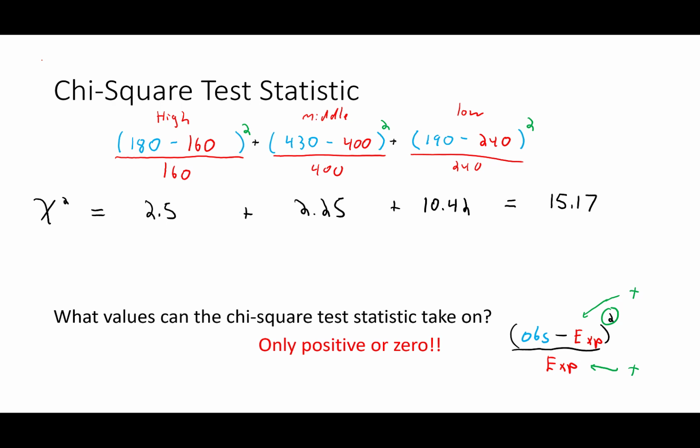That's not like what we saw with normal and t, right? In those distributions, you could have a negative test statistic. Chi-squared, this chi-squared test, that's not the case. You can only have positive or zero. Because of that, this test statistic is going to follow a different distribution, which we'll call the chi-squared distribution.